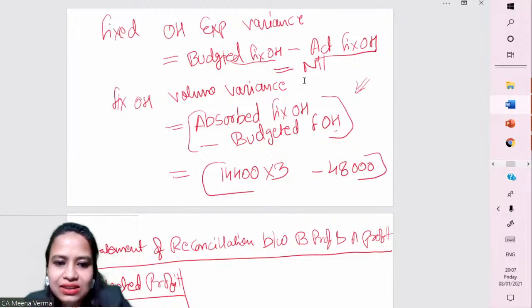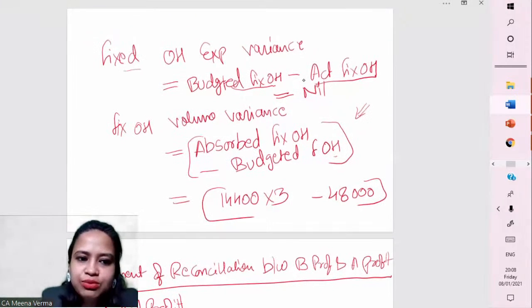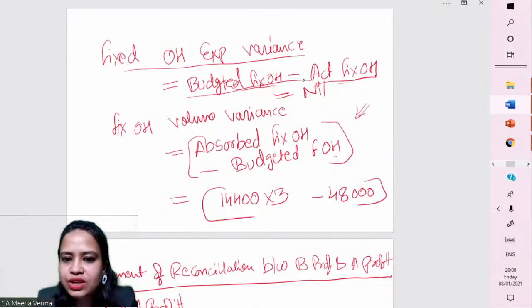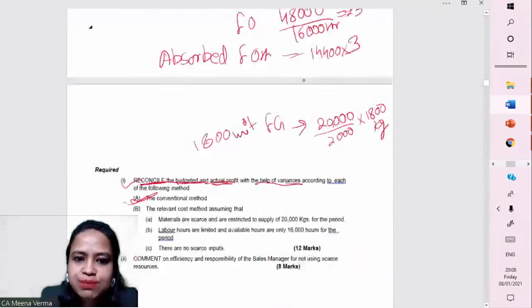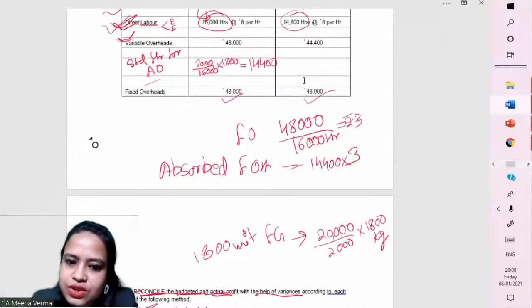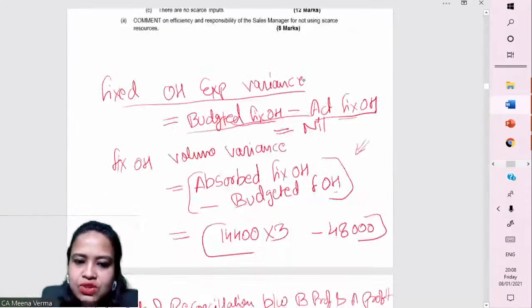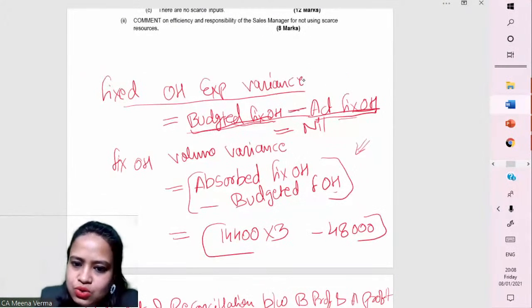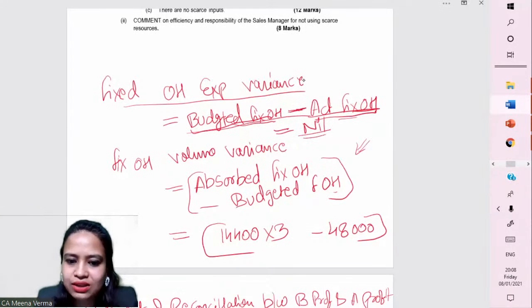Okay, I hope it is clear. You can see here the fixed overhead expenditure variance is 0. Why? Because the budgeted fixed overhead and actual fixed overhead, these two values are equal. Therefore, this value will be nil.